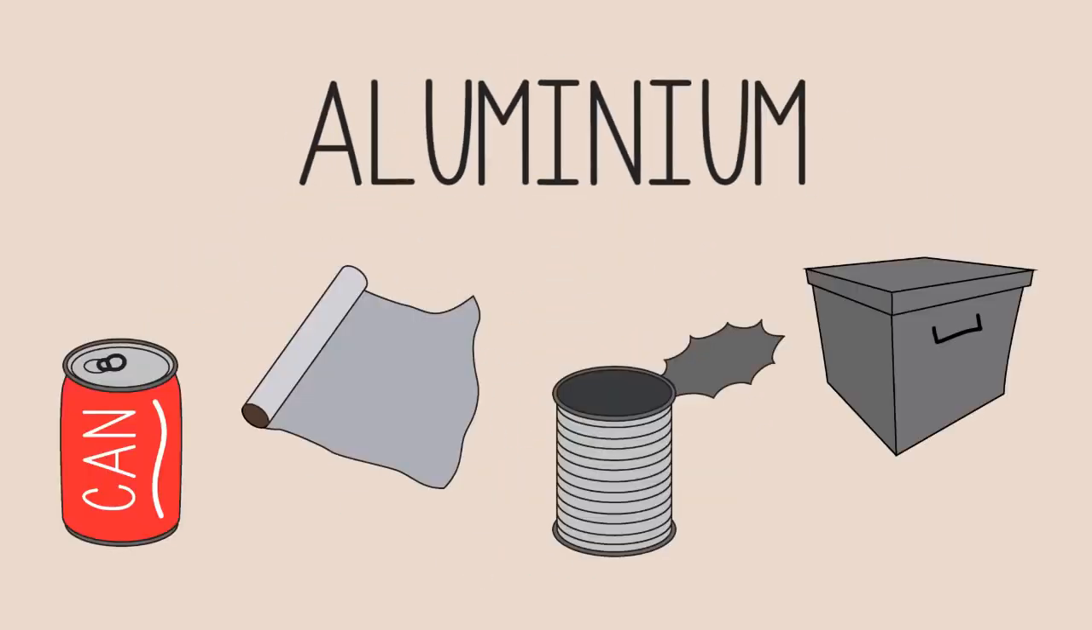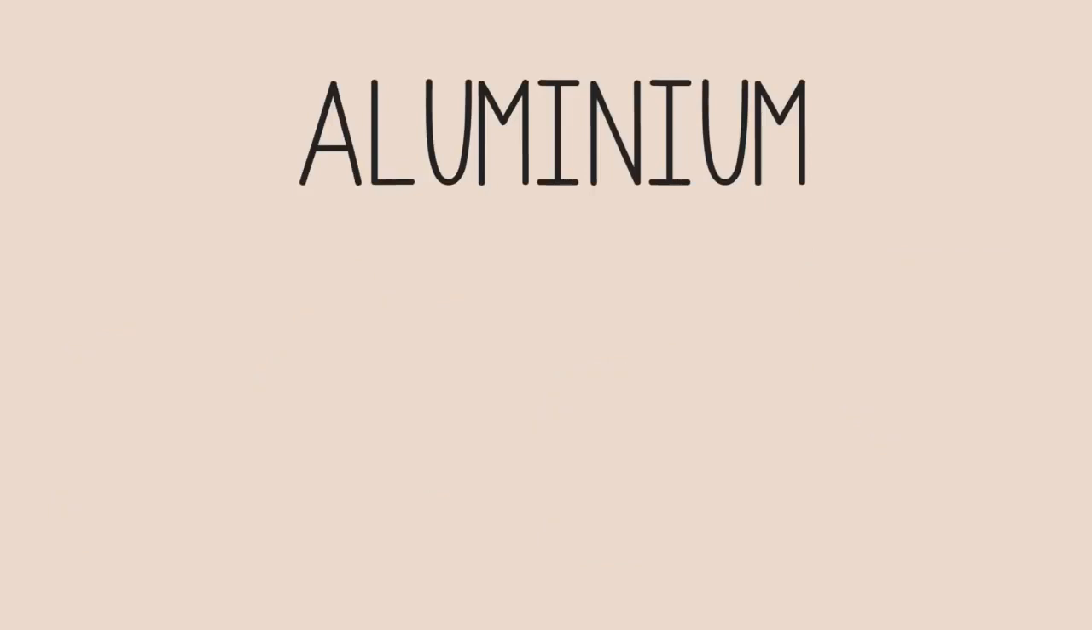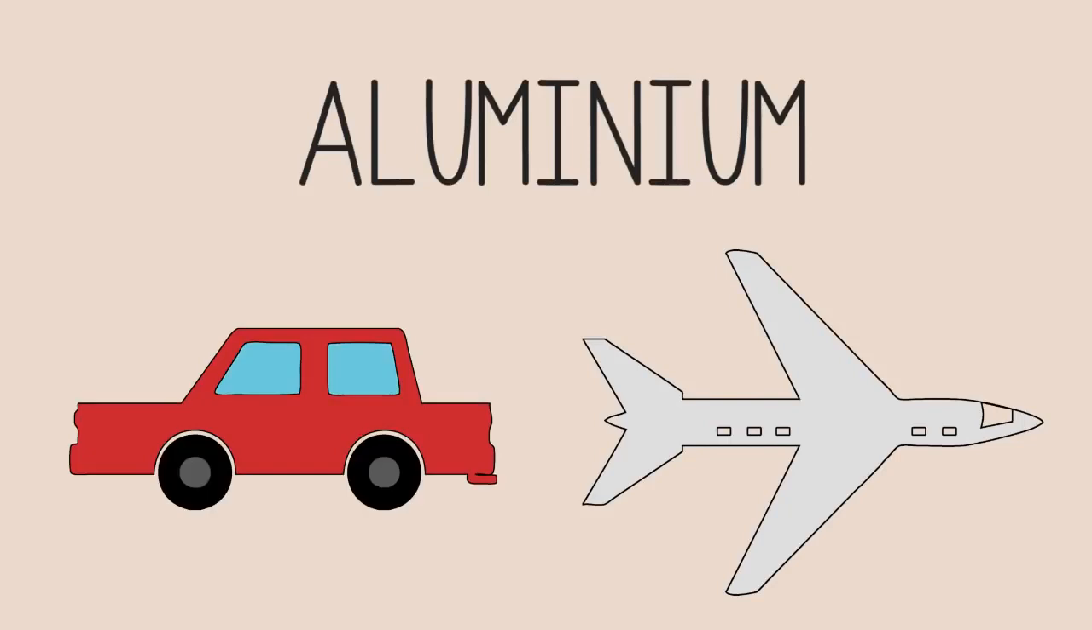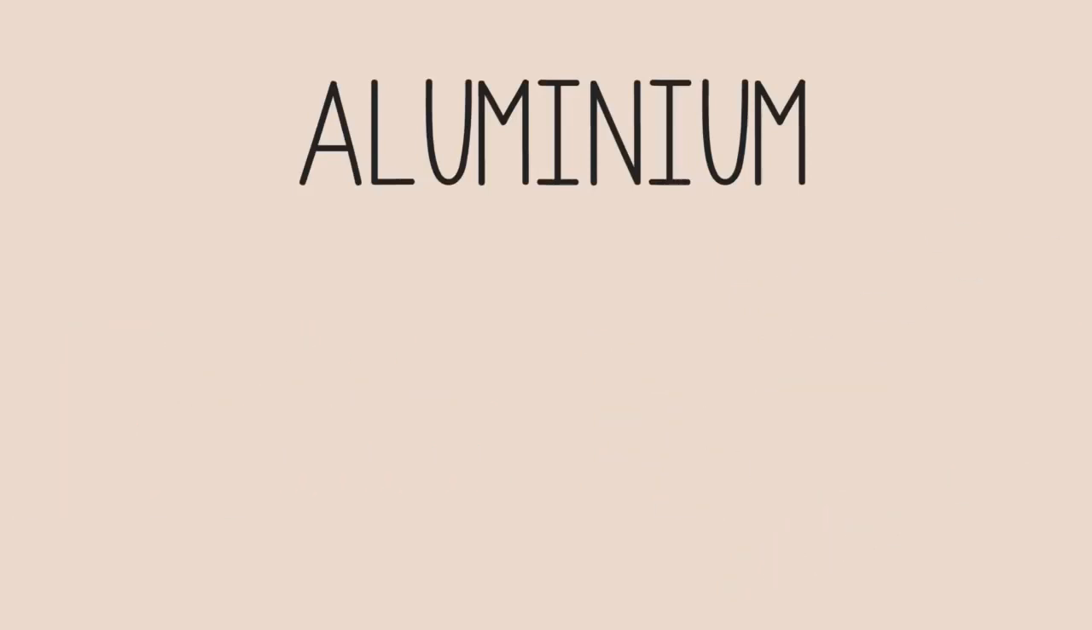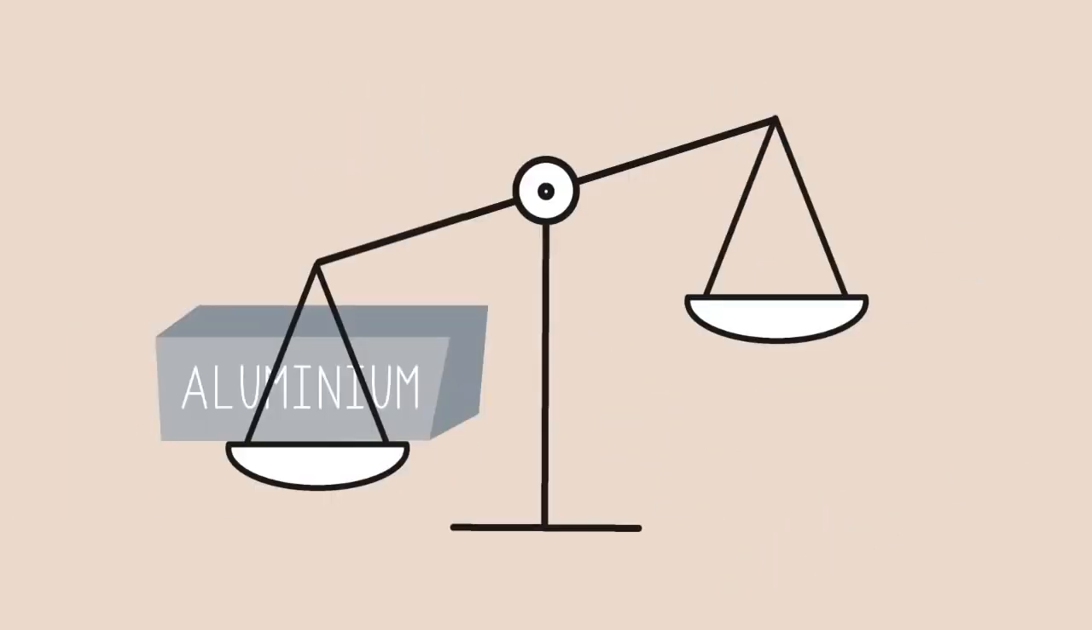Aluminum is the most commonly recycled metal. Aluminum is used to make soft drink cans, aluminum foil, certain food cans, and even certain packaging materials. Aluminum is also used to make the outer bodies of some cars and airplanes, due to the fact that it is less dense than steel.